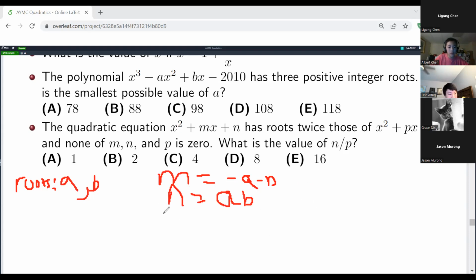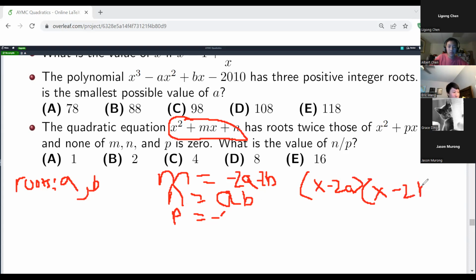Okay, now let's go to p. Using the same method, we can get p is equal to, oh wait, this is negative 2a minus 2b. I forgot that m was the one being 2 times that. That's my bad. That means n is not actually ab. If we have these two roots a and b, then this equation right here is x minus 2a times x minus 2b, because it's 2 times the roots. So n is actually 4ab.